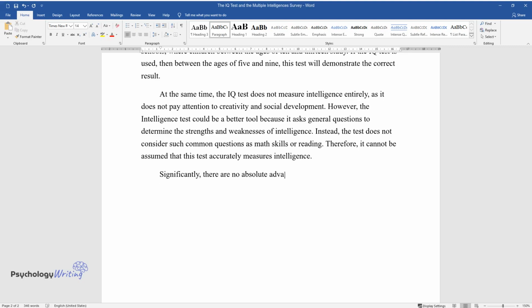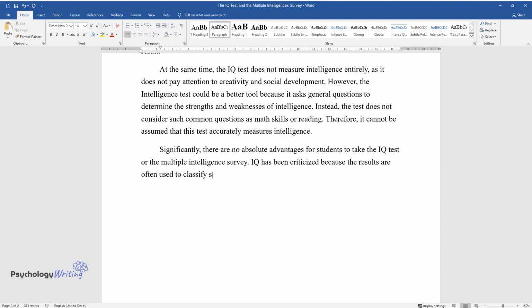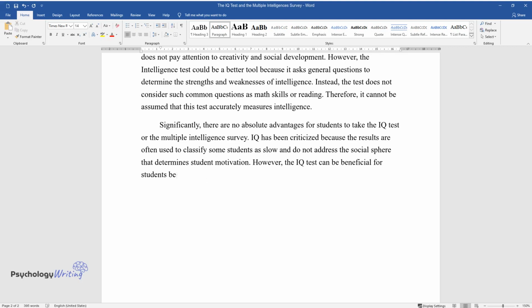Significantly, there are no absolute advantages for students to take the IQ test or the multiple intelligence survey. IQ has been criticized because the results are often used to classify some students as slow and do not address the social sphere that determines student motivation. However, the IQ test can be beneficial for students because the test results allow them to identify their individual needs.